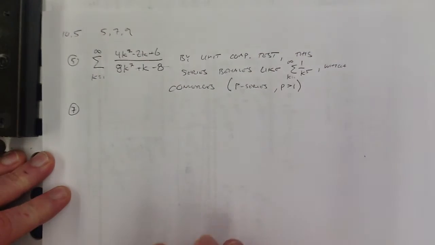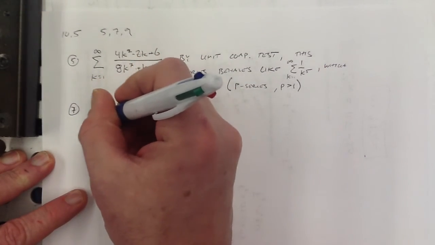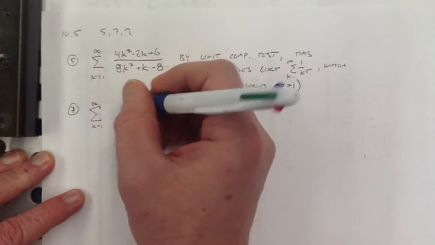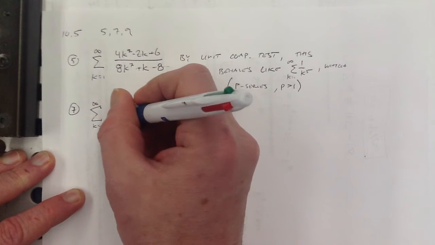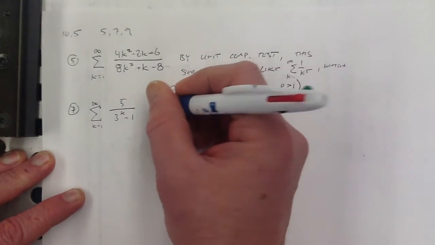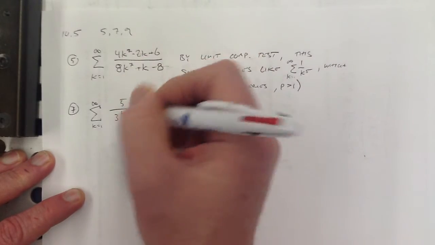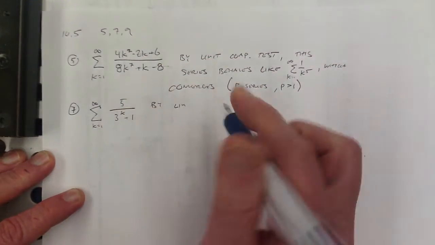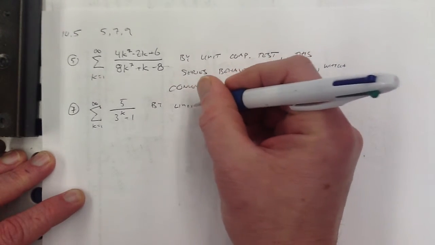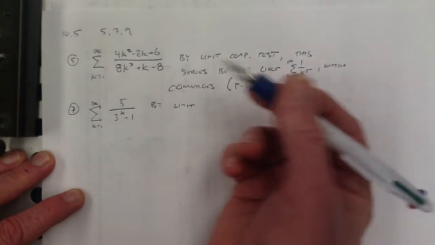So how about number 7? 5 over 3 to the k plus 1. By limit comparison, this is a little different because it's not a highest power top and bottom. This is like other stuff doesn't matter. The plus 1 doesn't matter, and the 5 doesn't matter.